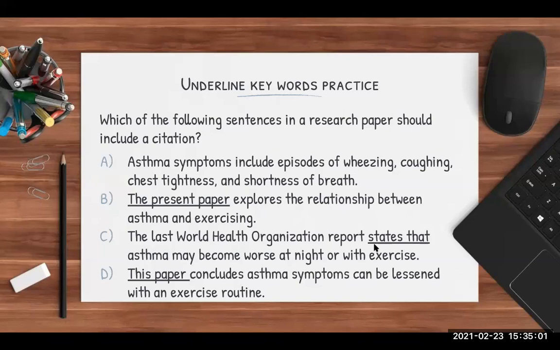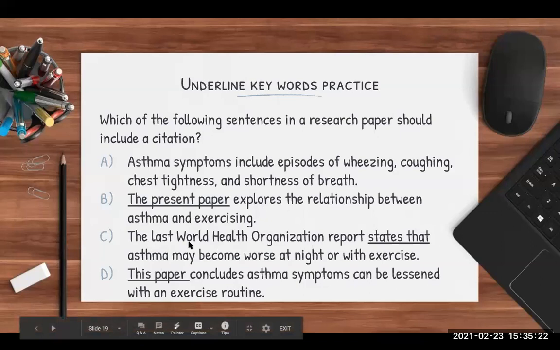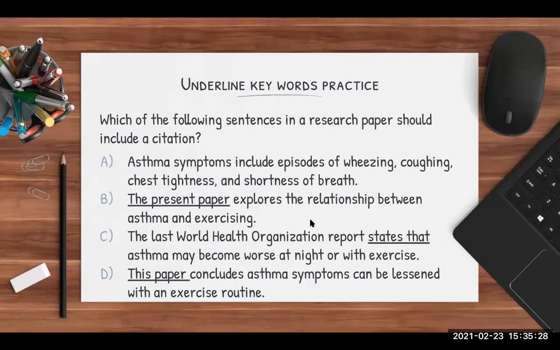So what you want to look out for when you're underlining things is identify what you're looking for. So we're looking for a sentence that includes a citation, and then think about the situations in which a sentence might include a citation. So if we're referencing an outside source. So you could have also gone through and underlined World Health Organization report because that's something that indicates that it is an outside source as well.